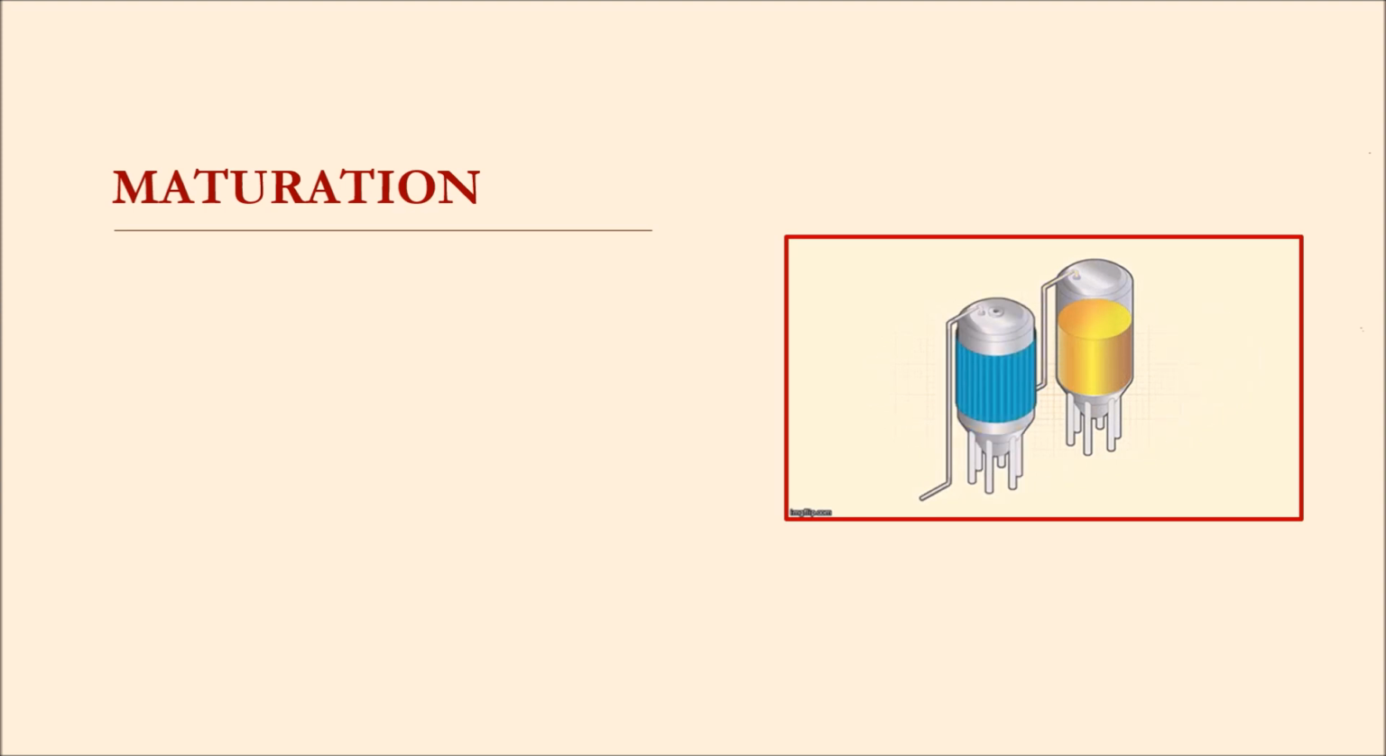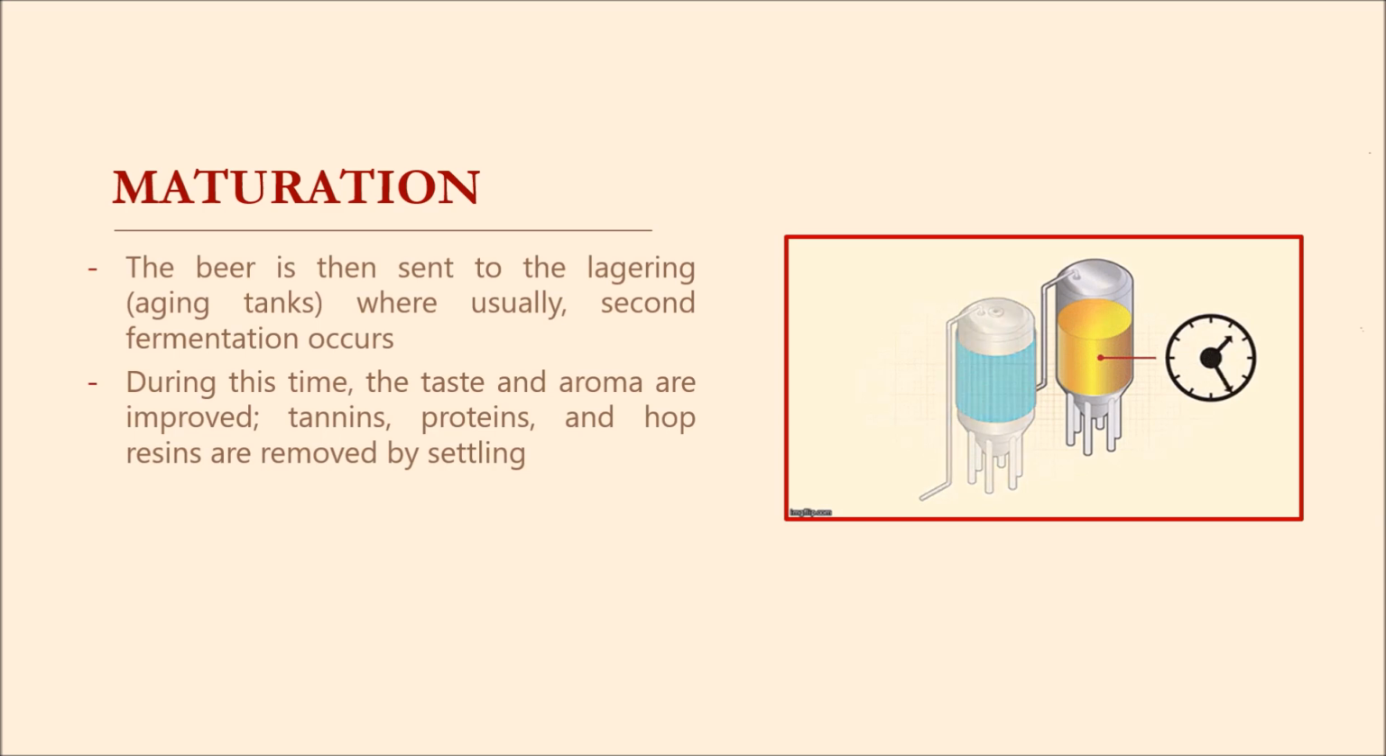As the beer leaves the fermenters, it contains in suspension hop resins, insoluble nitrogenous substances, and a fair amount of yeast. It is then sent to the lagering or aging tanks, where usually a second fermentation occurs. The temperature is kept high enough to initiate the second fermentation and then is cooled to 0 to 2 degrees Celsius to lager the beer.